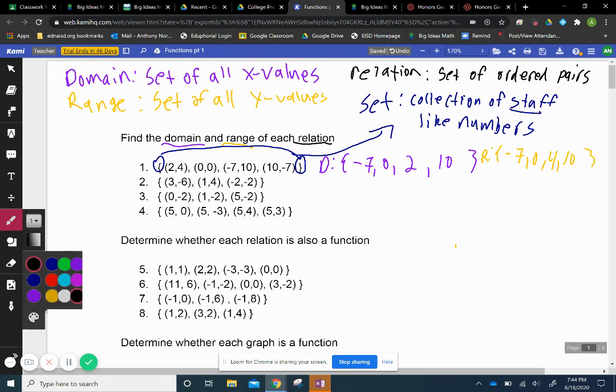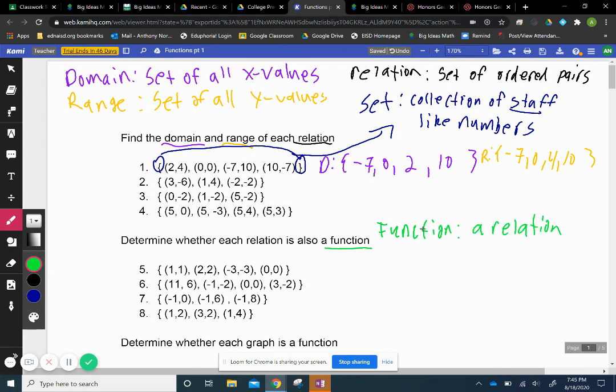Function. A function is a relation where every x value has one and only one y value.